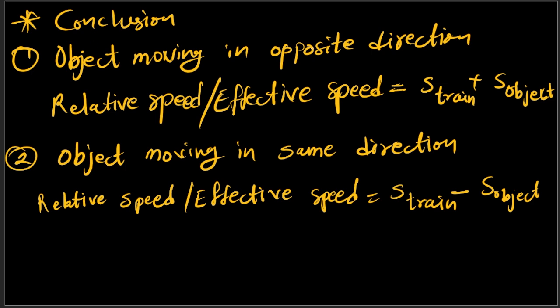So for an object moving in opposite direction, the relative speed or the effective speed will be speed of the train plus speed of the object. And when the object is moving in same direction, the relative speed or the effective speed will be speed of train minus speed of object. I hope the concept is all clear. Now let's jump to the questions.